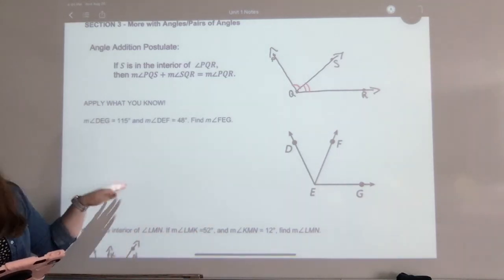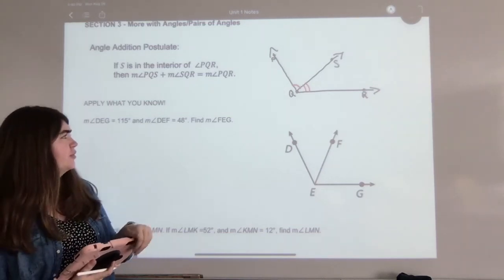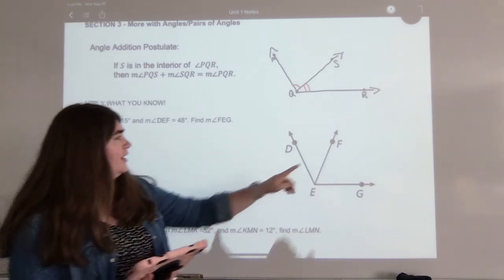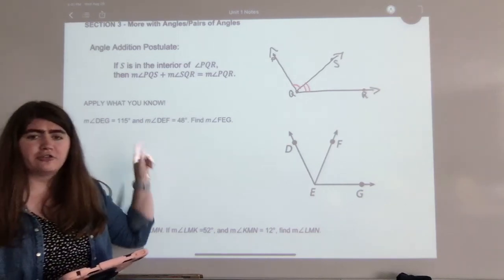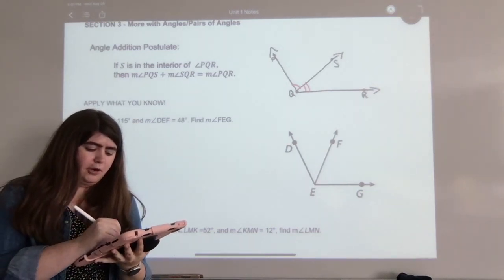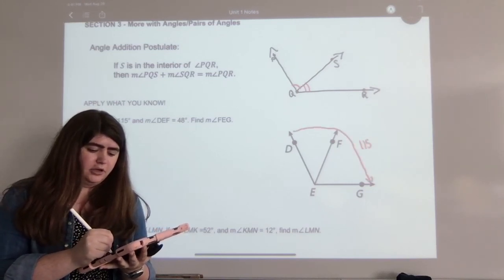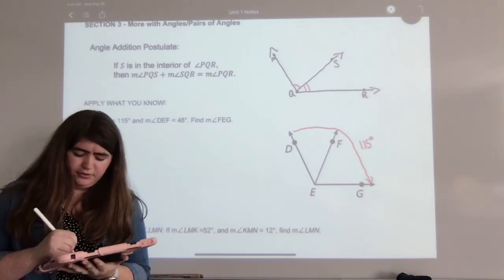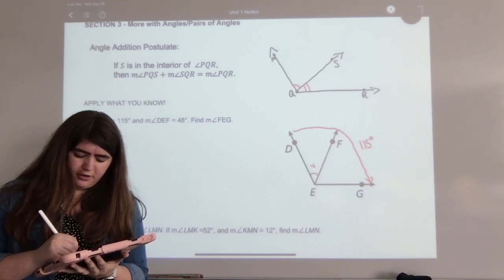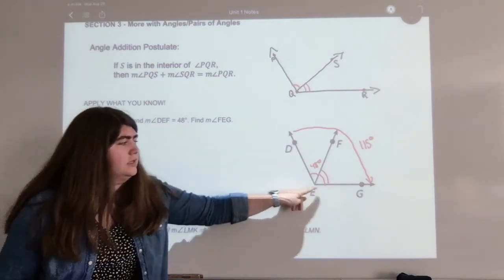So now, let's take a look at an example. The measure of angle DEG is 115 degrees, and the measure of angle DEF is 48 degrees. Find the measure of angle FEG. Okay, so I have that DEG is 115 degrees, so let's go ahead and mark that. I'm going to draw an arc going over the whole thing. That is 115 degrees. And then it says DEF is 48 degrees. So that's this interior angle there. That's 48 degrees. And we're looking for angle FEG.